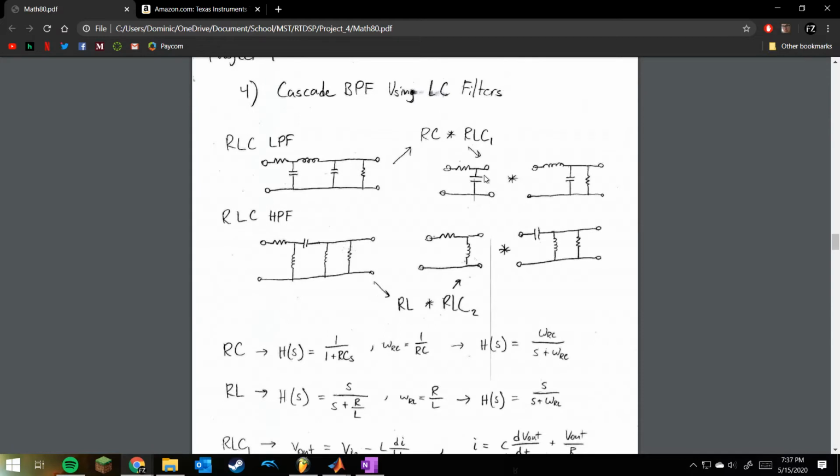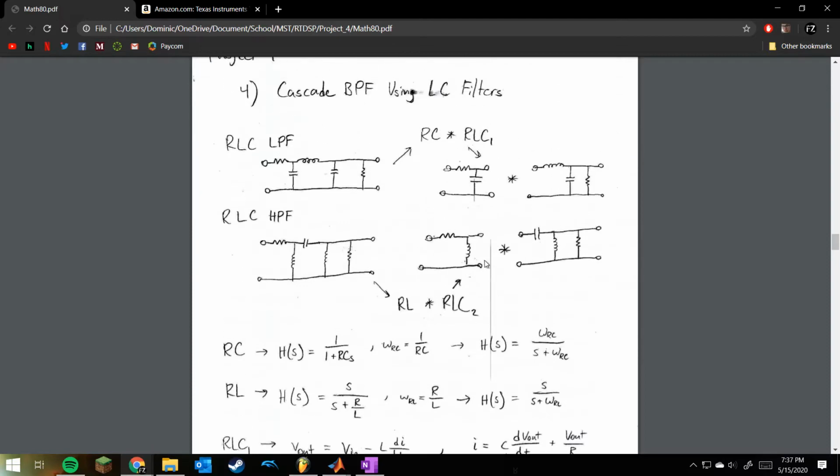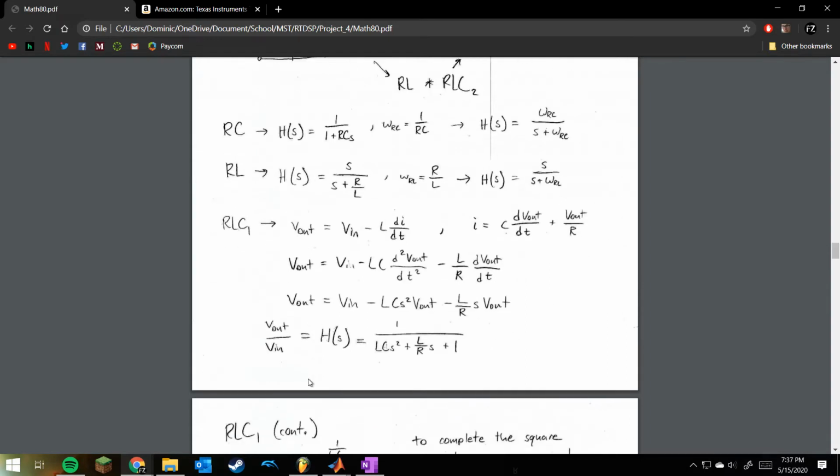So we can easily get the RC and RL filters here, just like this, but getting the RLC high pass and low pass filters is a bit more complicated. So I just did some basic circuit analysis that we learned in Circuits 1. Go back to the basics, ha ha ha. And we end up getting this differential equation, which we can then use the Laplace transform to bring it into this form, and then we get the transfer function like this.